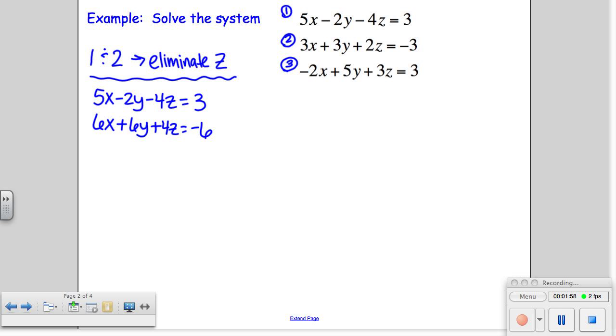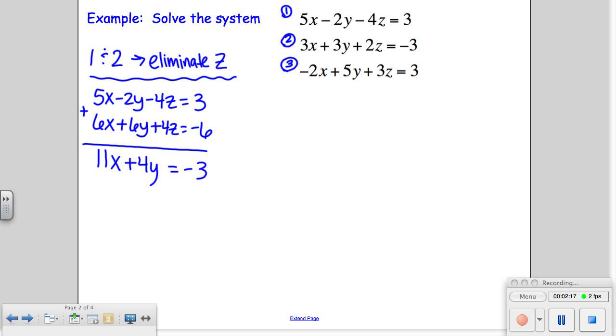Now, when I add these together, I get 11x plus 4y, the z's are eliminated, equals negative 3. So I'm down to an equation with just 2 unknowns. I'm going to pick a different 2 equations. This time I'm going to pick equations 2 and 3. And I'm going to eliminate the same variable. I'm going to eliminate the z again.